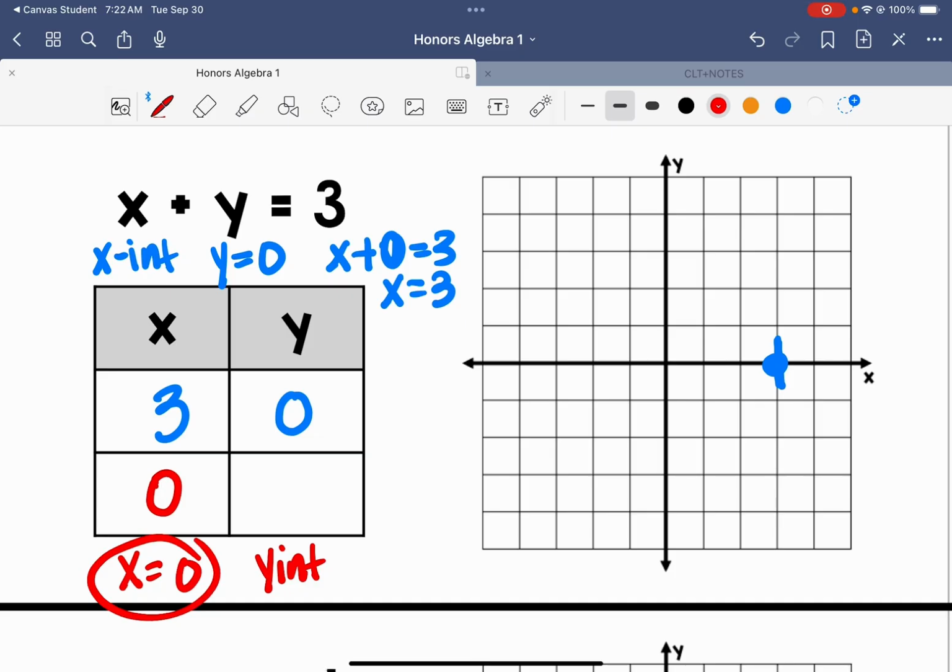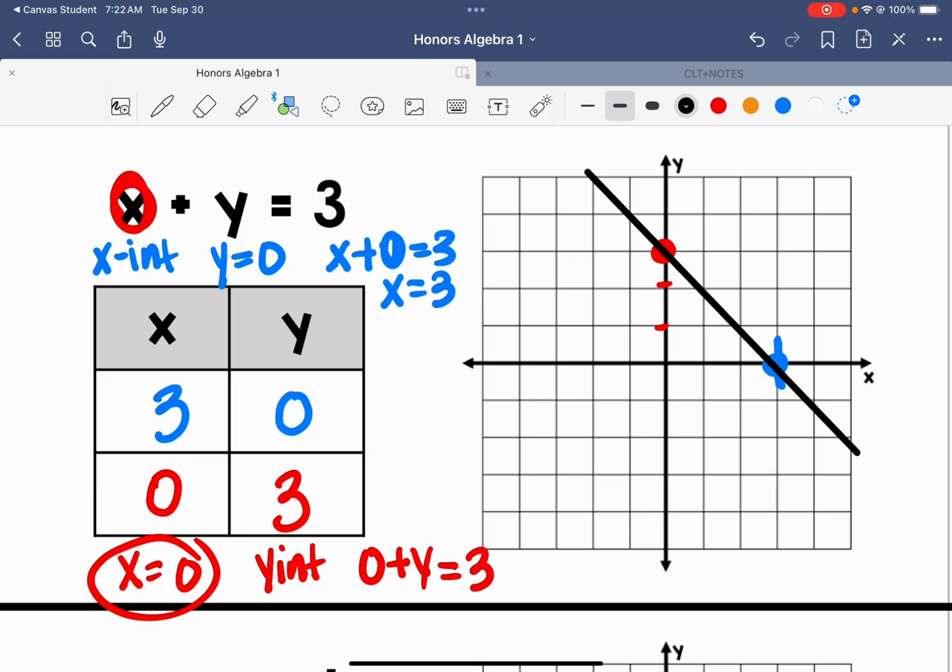Then we do the same thing for the y-intercept. When x is 0, that's 0 plus y equals 3. So y equals 3. 1, 2, 3. Put a point, and then you just connect them.